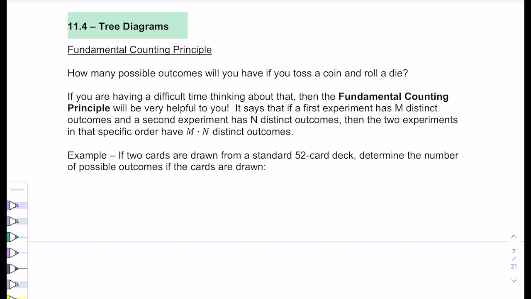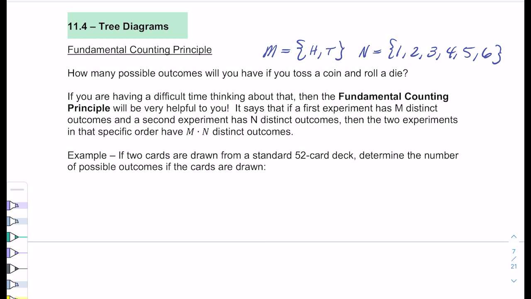So if we break this down, we call tossing a coin... So if you remember when we did sets, we're going to write a set. We'll call it M. So set M, when you toss a coin, the only possibilities are heads or tails. And rolling a die, we'll call that set N. So my only possibilities are 1, 2, 3, 4, 5, and 6. So how many possible outcomes would I have?